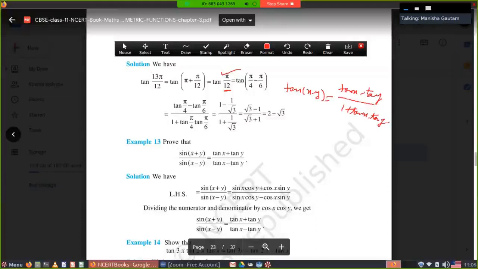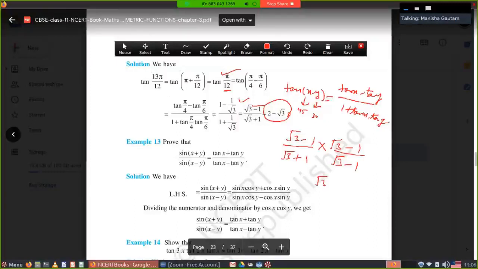Pi by 4 means 45 and pi by 6 means 30. At the place of x and y you can put these values. Here you will get root 3 minus 1 upon root 3 plus 1. It becomes 2 minus root 3. When you rationalize this statement, you will get the answer 2 minus root 3.